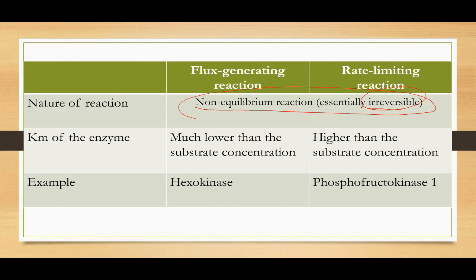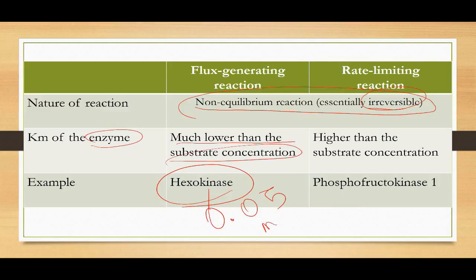Now for a flux generating enzyme, the Km of the enzyme is much lower than the substrate concentration. Let us take the example of hexokinase. Km of hexokinase is just 0.05 millimoles per liter for glucose. Km is unique for each substrate, it is not the same for everything. For each and every substrate, hexokinase has a Km. For glucose, the Km is 0.05. The ordinary concentration of glucose in our body is 3 to 5 millimoles per liter. So the Km is very much lower than the usual concentration of the substrate. This means that essentially whatever glucose comes, it will be converted into glucose 6-phosphate by hexokinase.